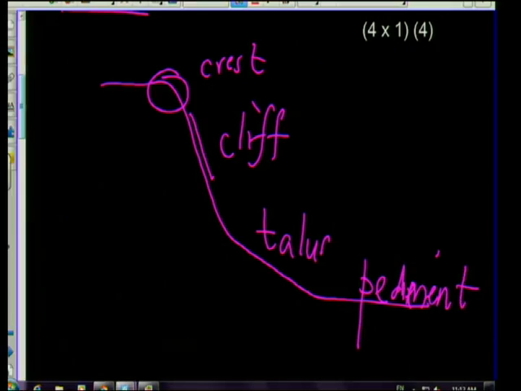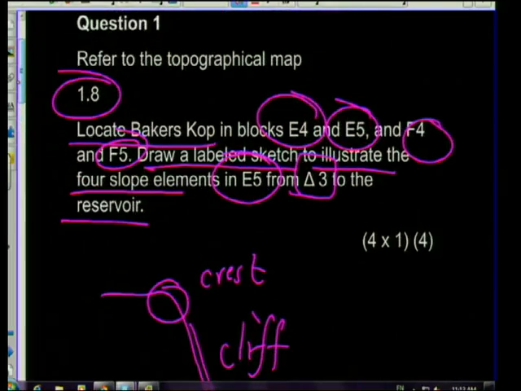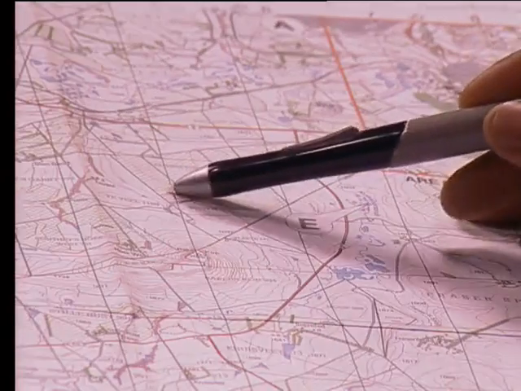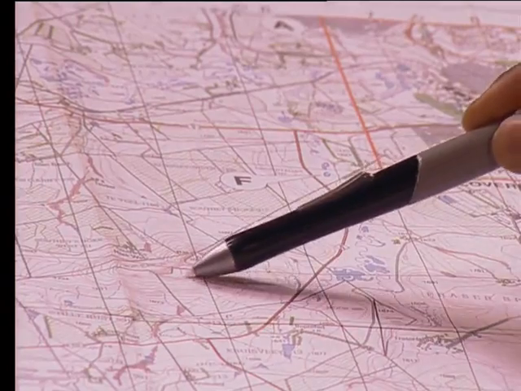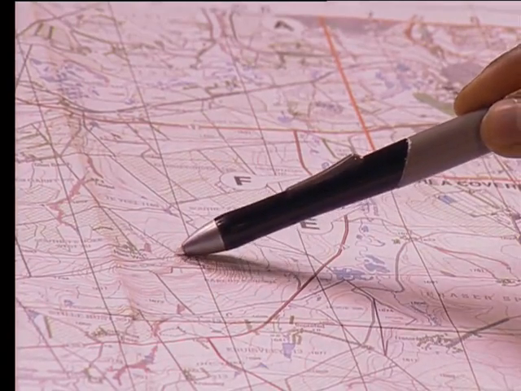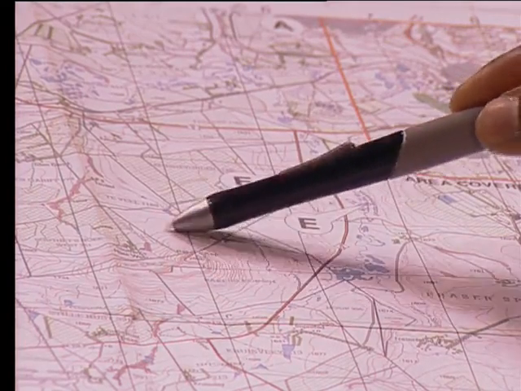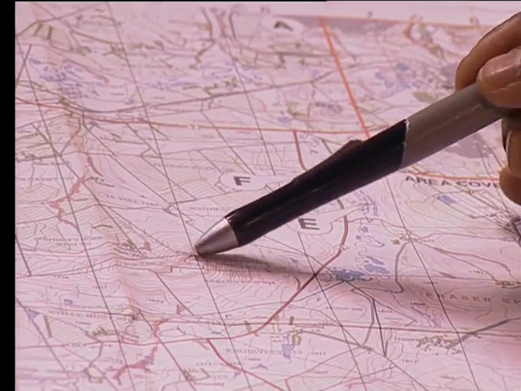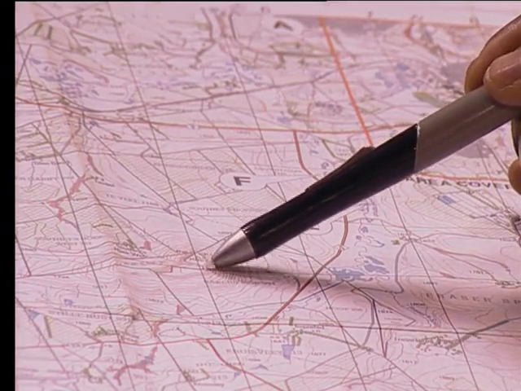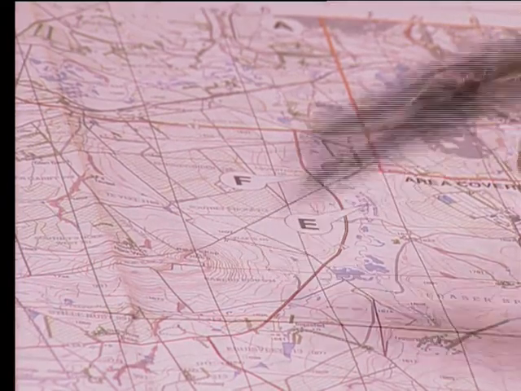Now, what should I remember? These are four slope elements. How do I identify them on a map? On a map, we're looking at Baker's Cup in E4 and E5 and F4 and F5. Let's go to our map and look. Here's Baker's Cup. Can you see that, guys? Notice the flat top, the contour lines are close together, gradual, and then far apart, especially in this area here, even to the west. Flat top, close together, meaning cliff, talus, and pediment.